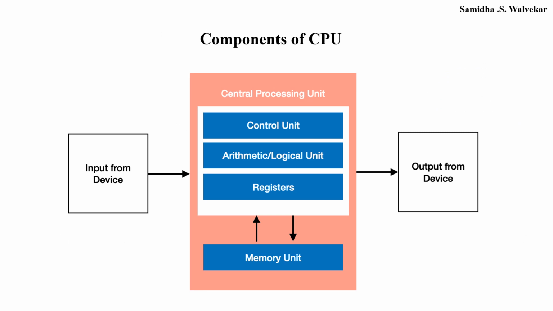Now we'll see the components of the CPU, that is the control unit, arithmetic logical unit, and registers. Control unit. The control unit controls the flow of the data and instructions within the CPU and ensures that it's in a proper sequence. Arithmetic and logical unit performs the arithmetic and logical operations which are required. And registers. Registers are like the short-term memory of the CPU. They store small pieces of data which the CPU requires for performing immediate tasks.